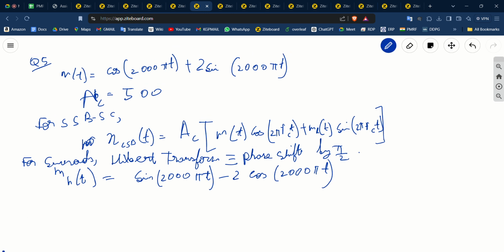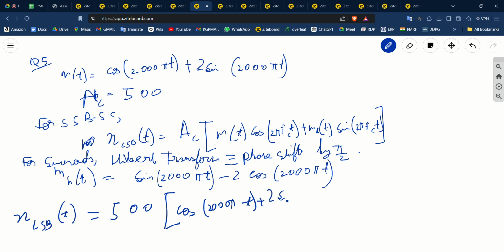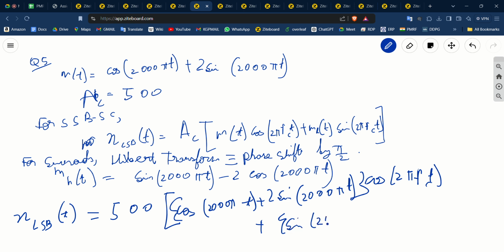Once we have the Hilbert transform, we can write the lower sideband expression as 500 times cos 2000 pi t plus 2 sin 2000 pi t, multiplied by cos 2 pi f_c t, which we do not know, plus m_h(t), so sin 2000 pi t minus 2 cos 2000 pi t, multiplied with sin 2 pi f_c t.